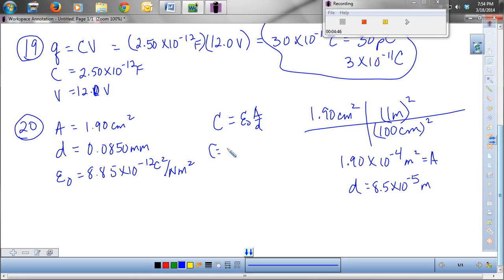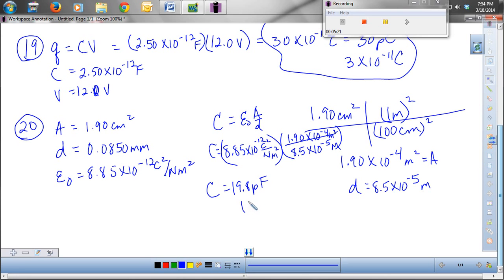So C is equal to, well, that's 8.85 times 10 to the minus 12 coulomb squared over Newton meter squared. I'm going to multiply that by an area of 1.90 times 10 to the minus 4 meters squared. And I'm going to divide that by 8.5 times 10 to the minus 5 meters. So when I did all of that, I got my capacitance to be 19.8 picofarads, or you could write it as 1.98 times 10 to the minus 11th farads. Either one will work.